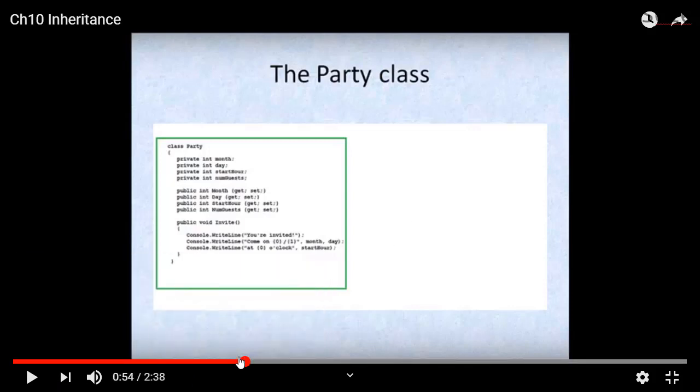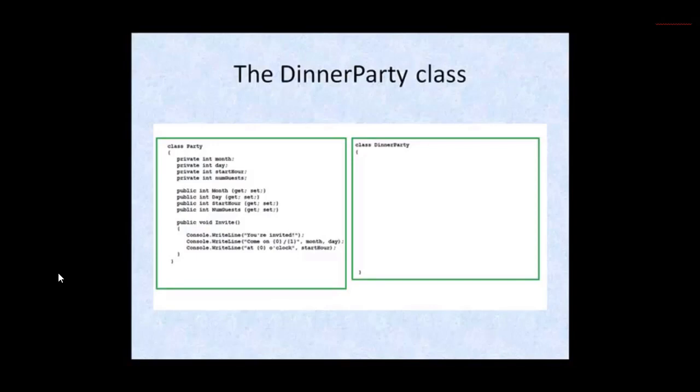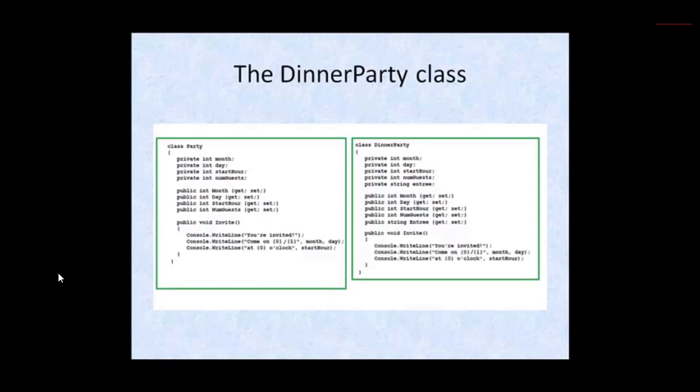Let's get back here to the explanation. You can send your friends to tell them when to come. Suppose you also create a dinner party class, and you decide that a dinner party needs a month, a day, a start hour, and a number of guests, and an entree that will be served. And a dinner party needs properties for month, day, start hour, and number of guests, also for the entree. And a dinner party needs an invite method.